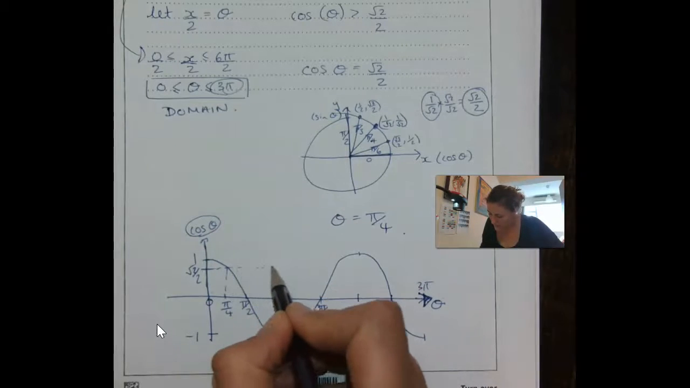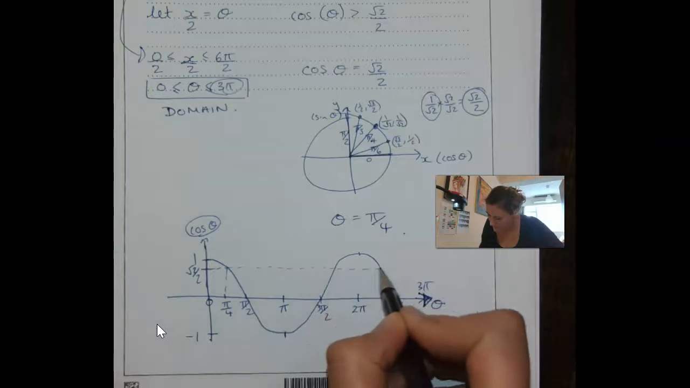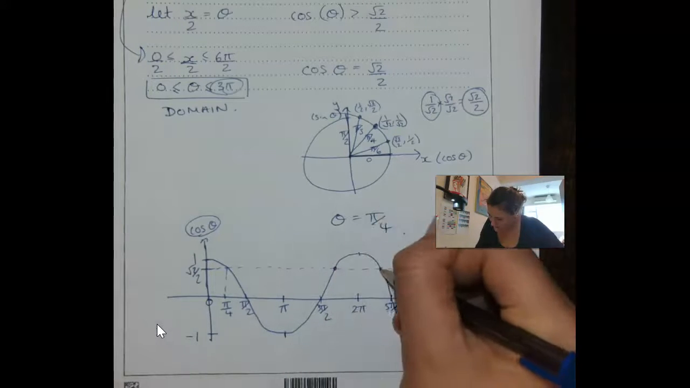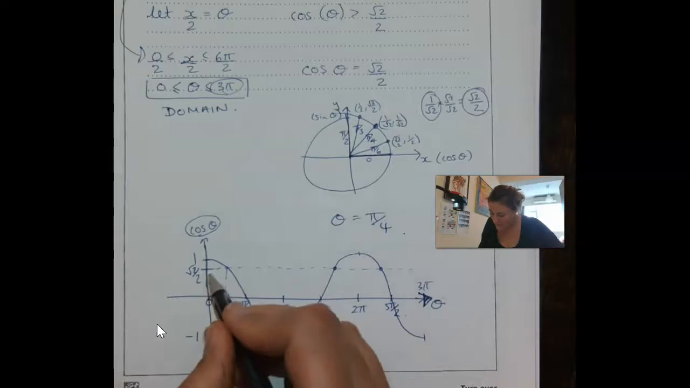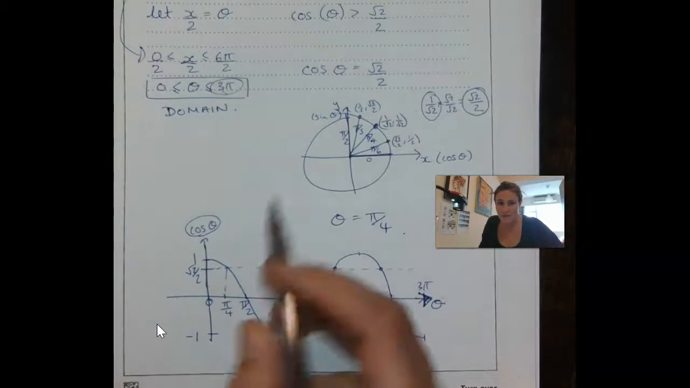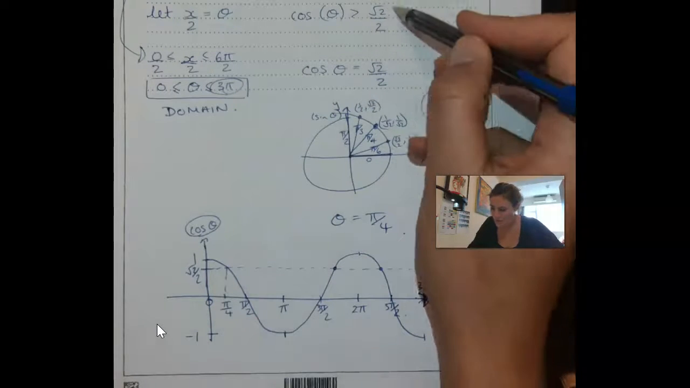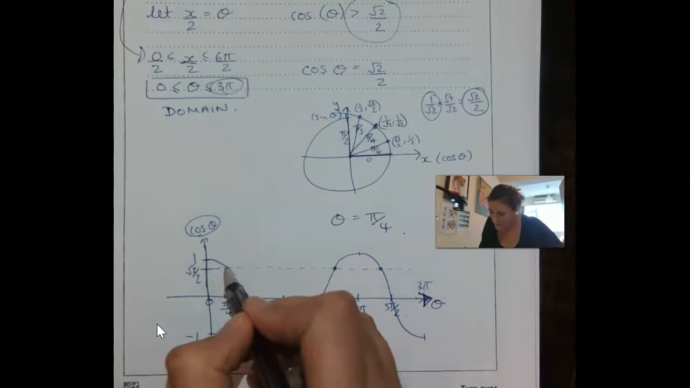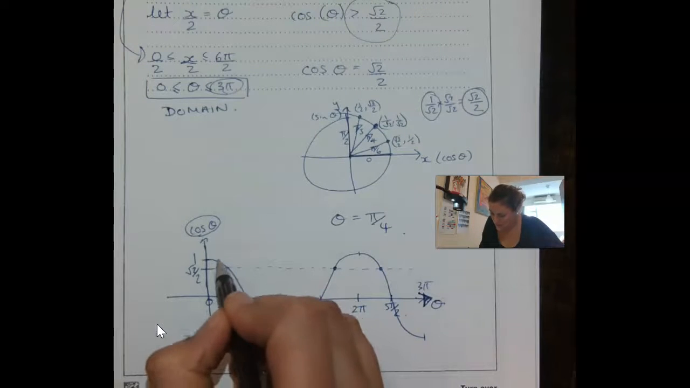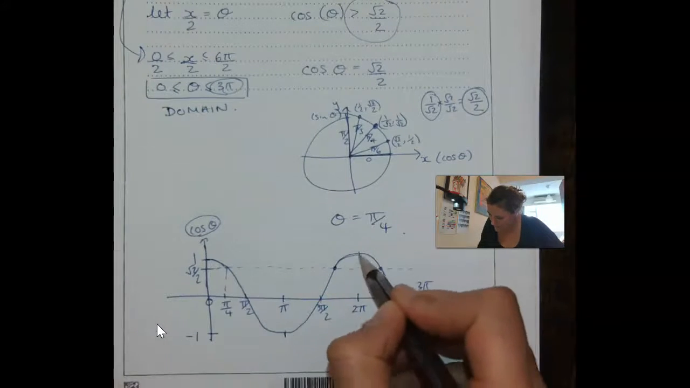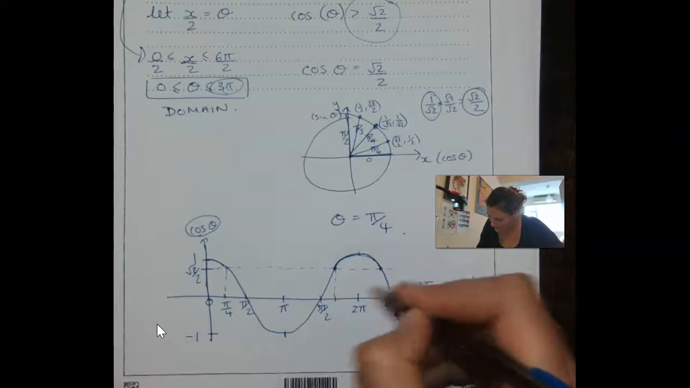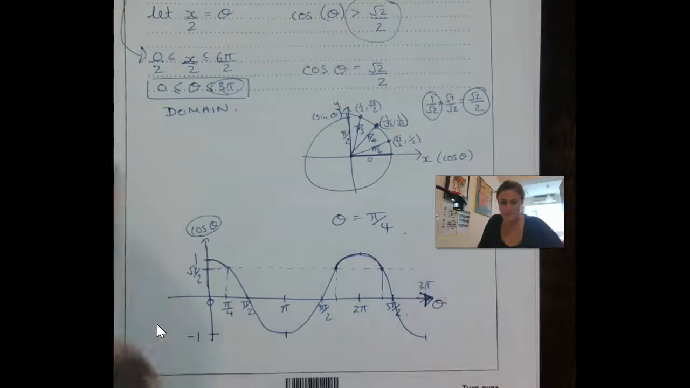Then I want to keep on going over here, and I've got another 2 values where it equals root 2 over 2. But now I'm starting to think actually about what I really want is when it's greater than root 2 over 2. So this part here and this part here is when it's greater than root 2 over 2. So can I figure out these values here?